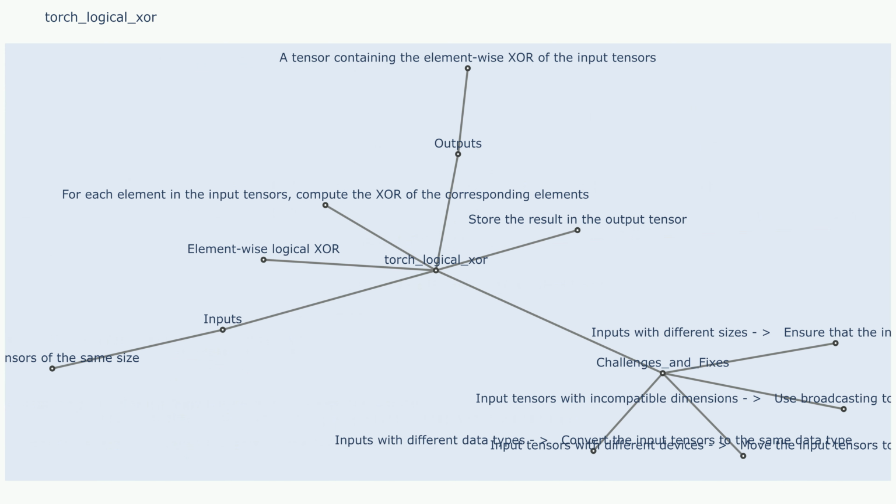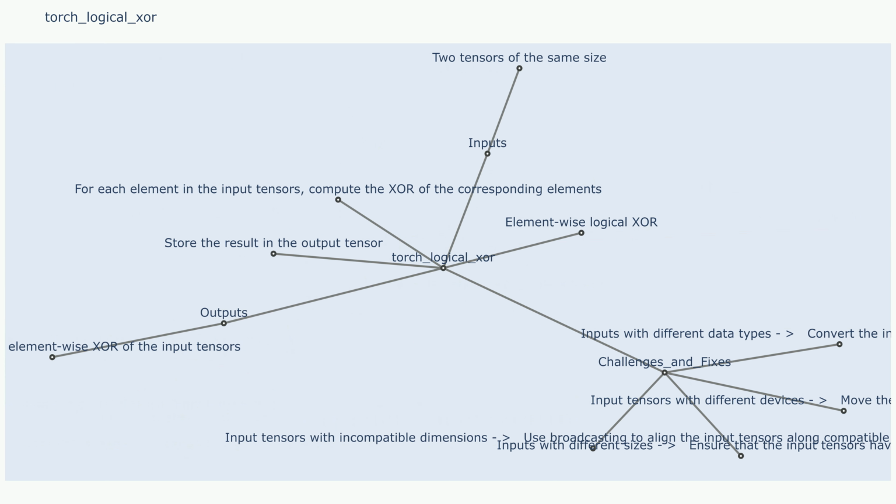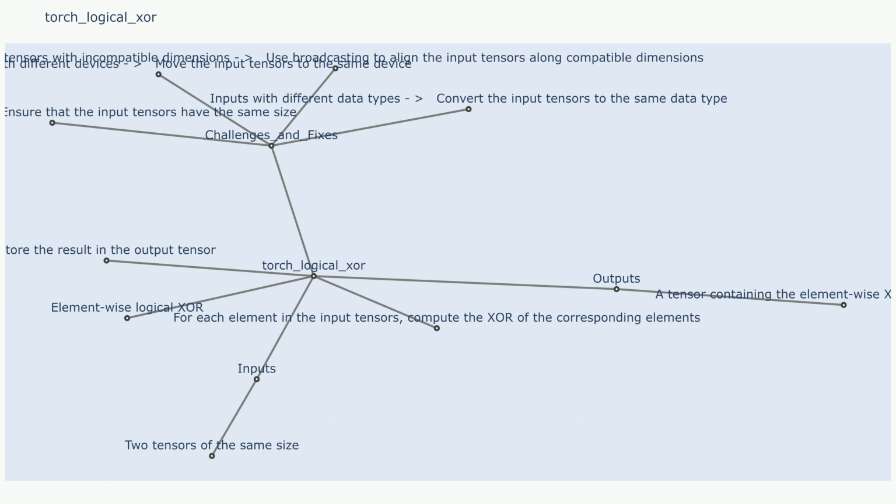Steps. Step 1: the function compares each element of the input tensors and returns a tensor where each element is 1 if the corresponding elements of the input tensors are different, that is, one is true and the other is false, and 0 otherwise. Challenge 1: input tensors with different shapes. Sample use case that resulted in challenge 1.